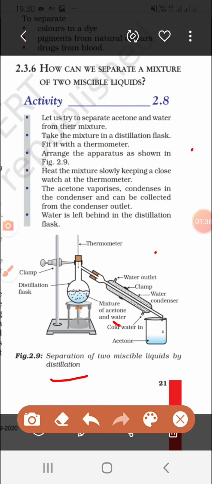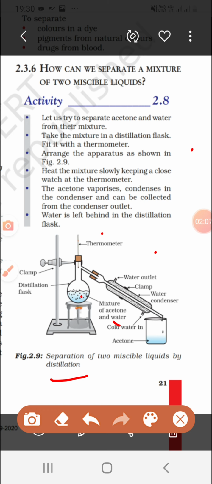Then we will fix it with the help of a clamp stand, and on the other side we will put a water outlet and a water inlet. That is, the whole device is the condenser, and a thermometer is kept inside this distillation flask to measure the temperature. Now, with the help of the spirit lamp, we will heat it.